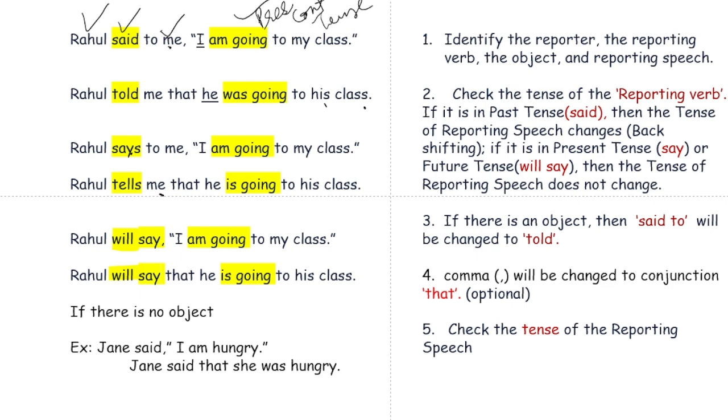So if it is said, and we have an object here, me, this whole "said to" will change into "told". Rahul told me. This comma will be removed. That.